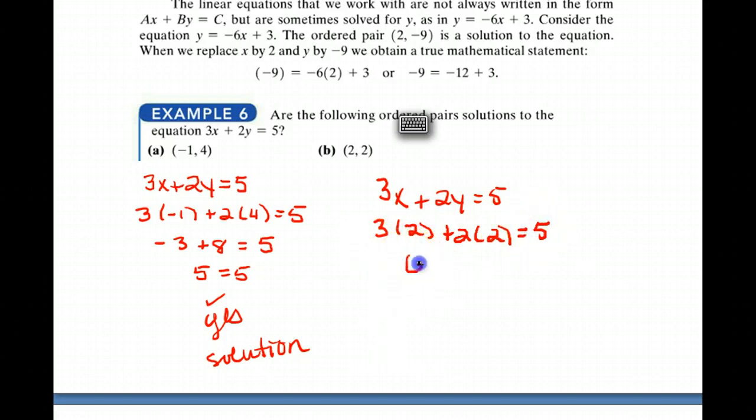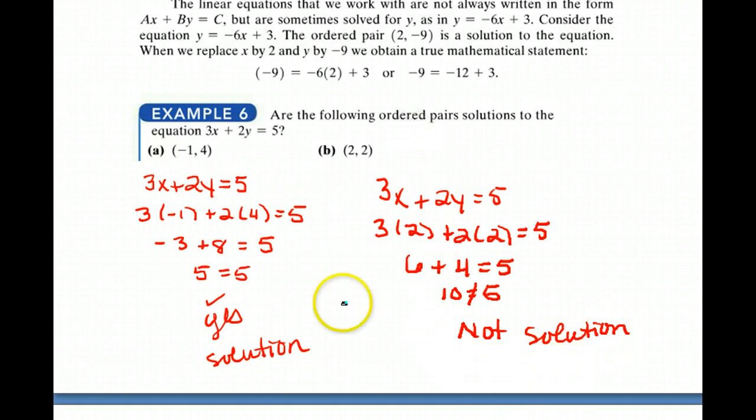So 3 times 2 is 6. 2 times 2 is 4. And bring down the equals 5. We have 6 plus 4 is 10. And now we have 10 equals 5. That is not true. So that means that this is not a solution, since that was not a true mathematical sentence.